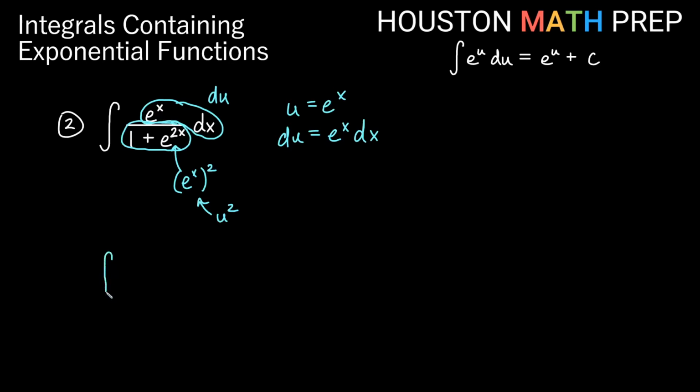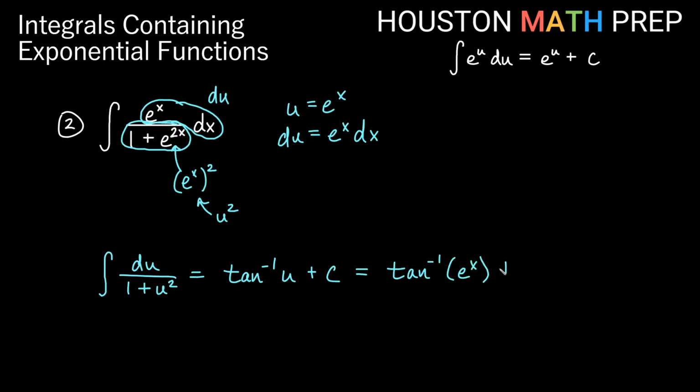So our integral in terms of u, we have du on the top, but now we have 1 plus u squared on the bottom. When you look at this, this is not a log rule. This is actually the rule for inverse tangent, if you recall that. So this is the inverse tangent of u plus a constant. Let's replace our u back in terms of x. So u is e to the x. This integral gives us the inverse tangent of e to the x plus c.